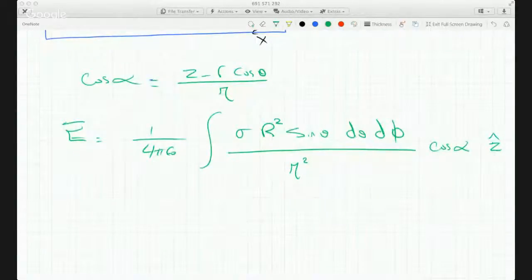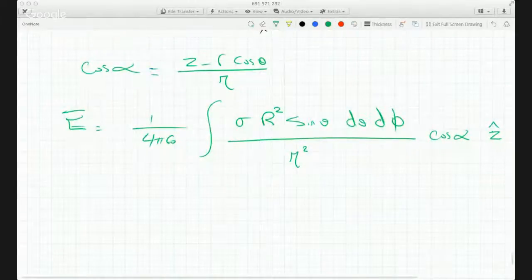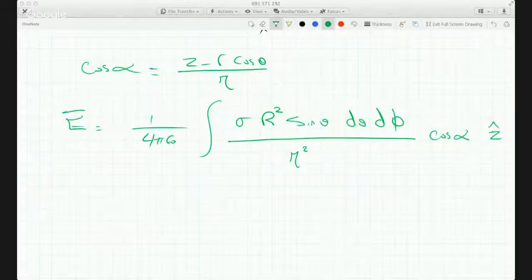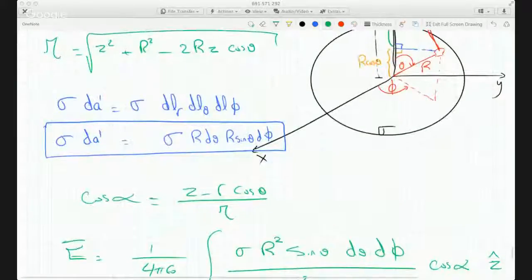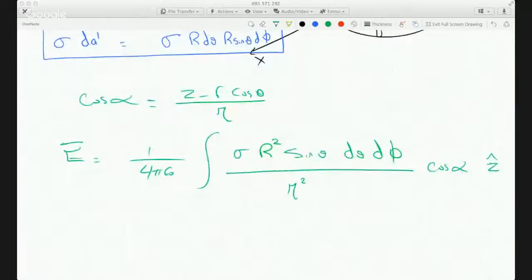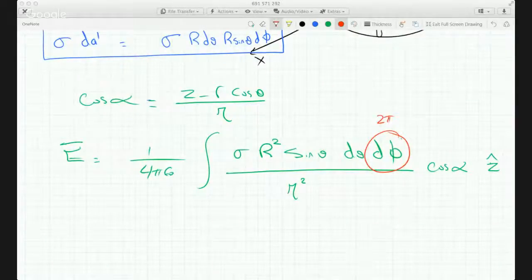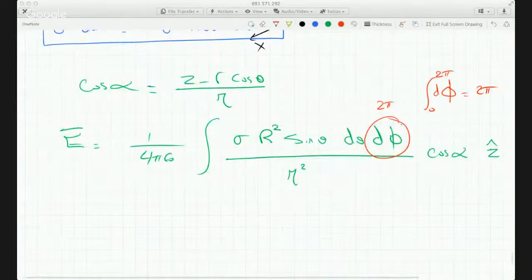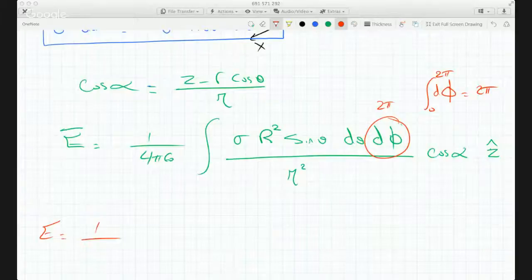Okay, so now let's get into the mathematics and simplify this a little bit. I know that phi is going a complete circle, from 0 to 2 pi, and there's no phi dependence in this, so d phi will just get you 2 pi. So then E will be 1 over 4 pi epsilon.